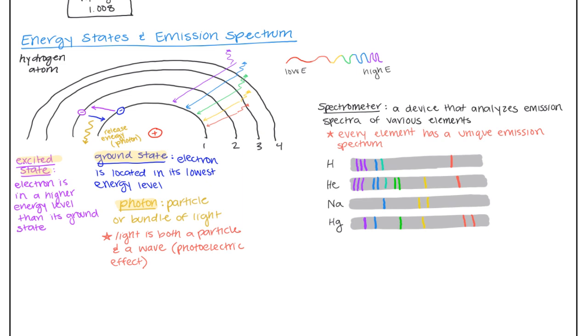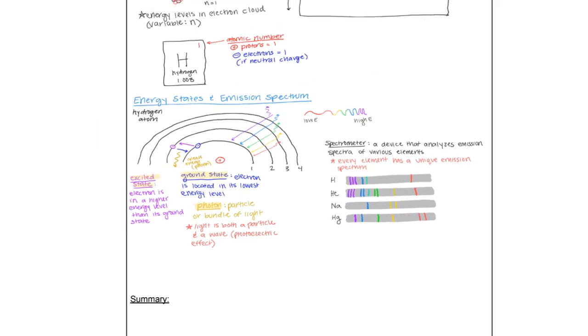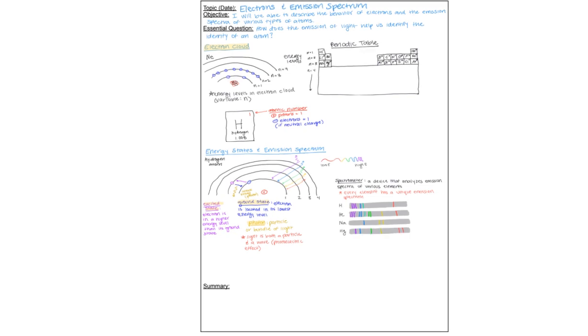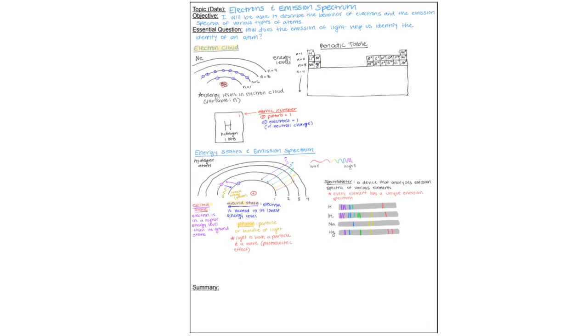So it's a really, really cool phenomenon that combines this dual nature of light, being a particle and a wave, and our knowledge of light, as well as our knowledge of the structure of an atom and an electron's behavior. So I hope this video was interesting and it gave you a pretty good overview of how electrons behave and how that results in an emission spectrum for a particular atom.